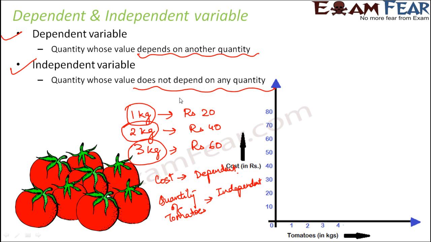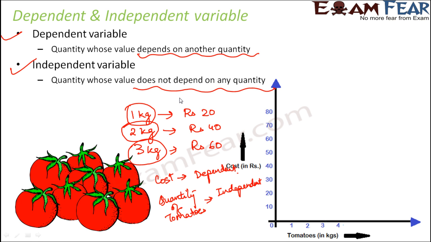Correct? So what I am trying to say is the cost of the tomato is dependent on the quantity of the tomato that you buy. So the cost of tomato that you pay to the shopkeeper depends on the quantity of the tomato. So that way cost is dependent, but the quantity of tomato that you are buying is independent of the cost. Correct?